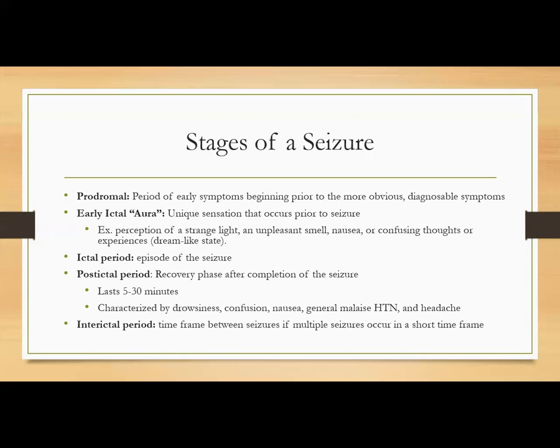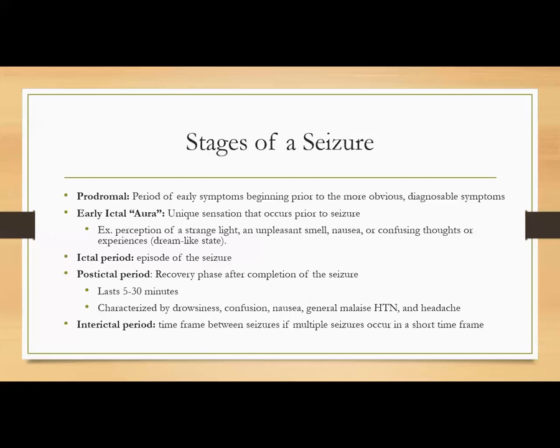Early ictal is your aura phase. That's the unique sensation that occurs prior to seizures. So that can be perception of a strange light, an unpleasant smell, nausea, or confusing thoughts for experiences or a dreamlike state. Ictal period is the episode of the actual seizure.